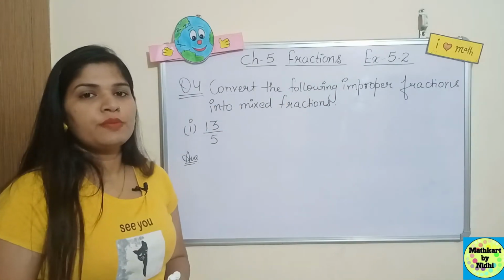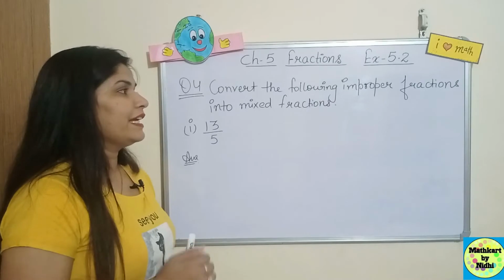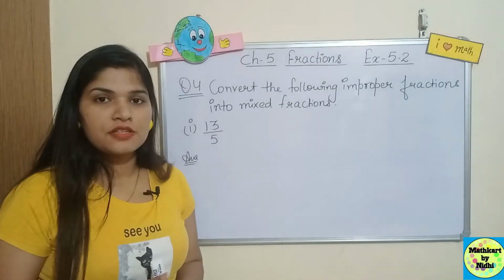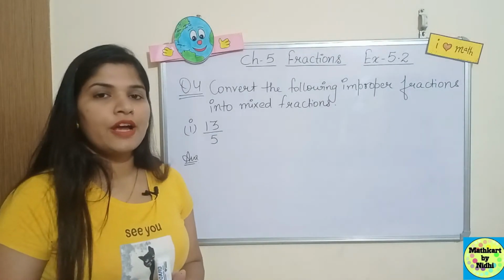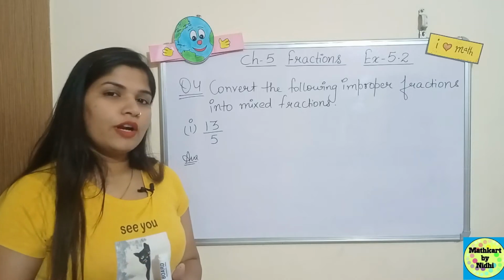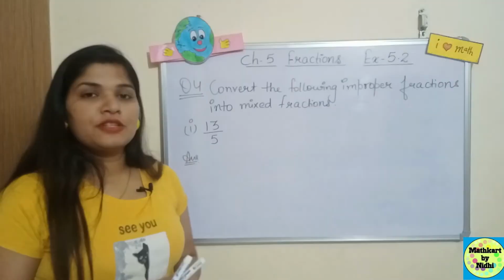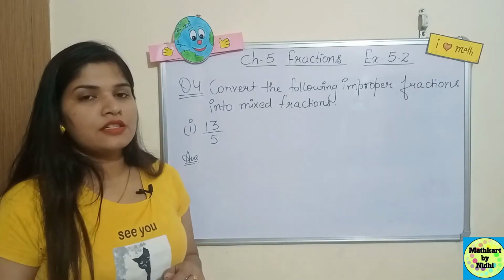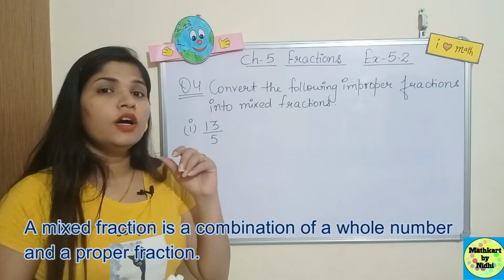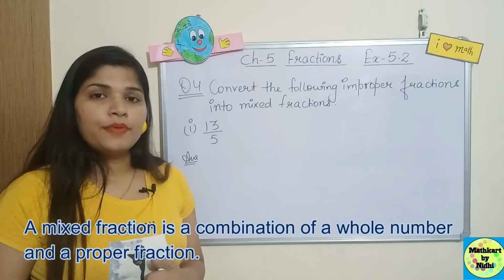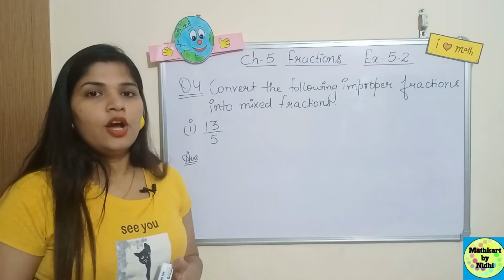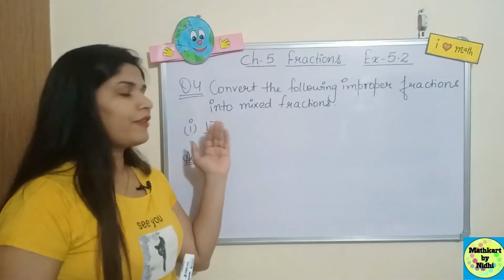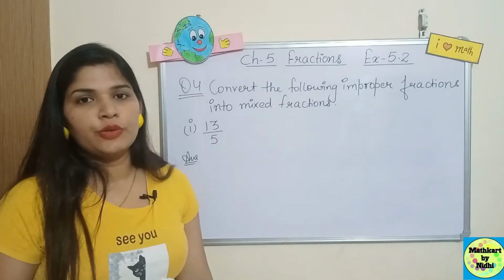Question number 4 says, convert the following improper fractions into mixed fractions. We know, children, what improper fractions are, where the denominator is smaller than the numerator. A mixed fraction is one type of fraction, a combination of a whole number and a proper fraction. So there is a proper way of converting an improper fraction into a mixed fraction. Let us see how to convert it.